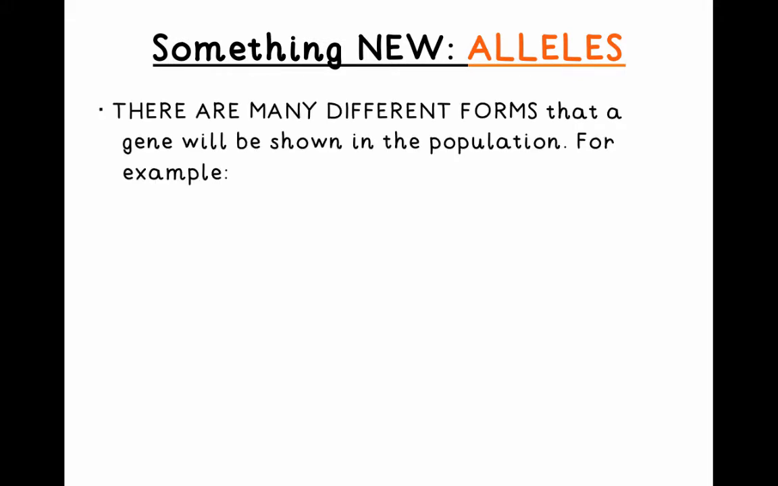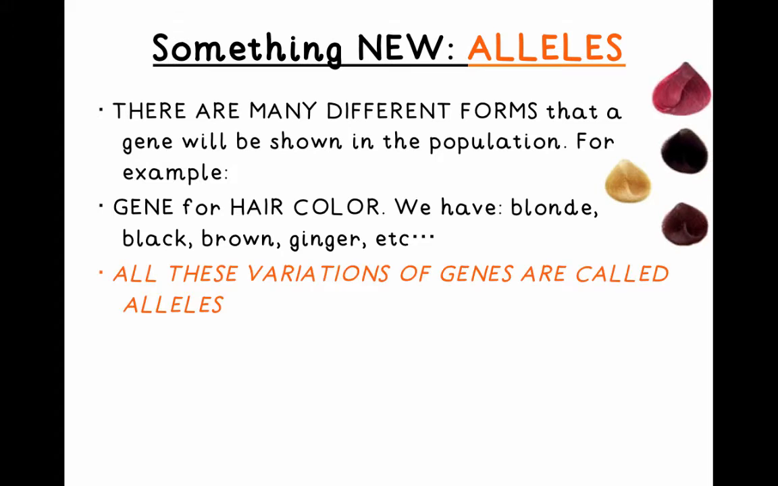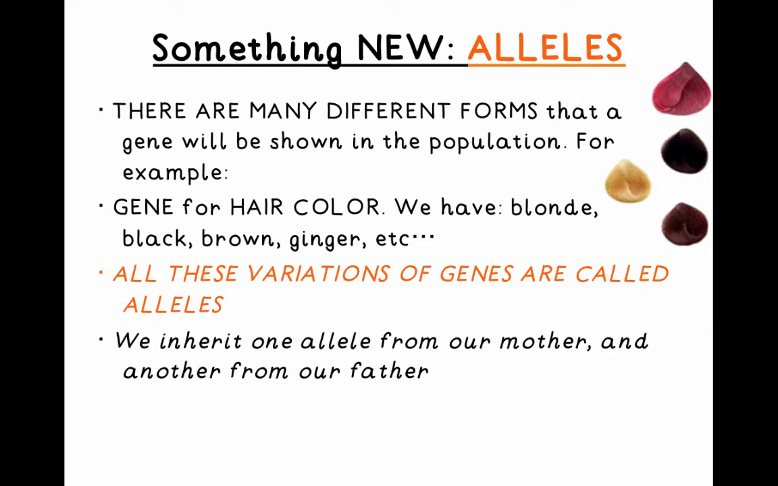Now here's something new, alleles, because there are many different forms that a gene will be shown in the population. The gene for hair color has blonde, black, brown, ginger, and so many more. All of these different variations of genes, we will call them alleles. So obviously we receive one allele from our mom and one allele from our dad, but whoever has the dominant allele is the one that will be expressed.